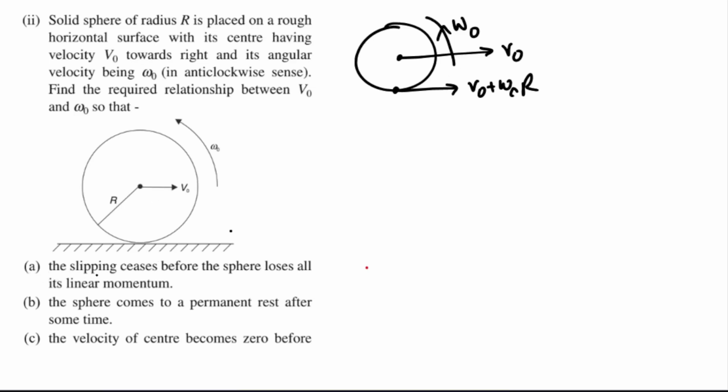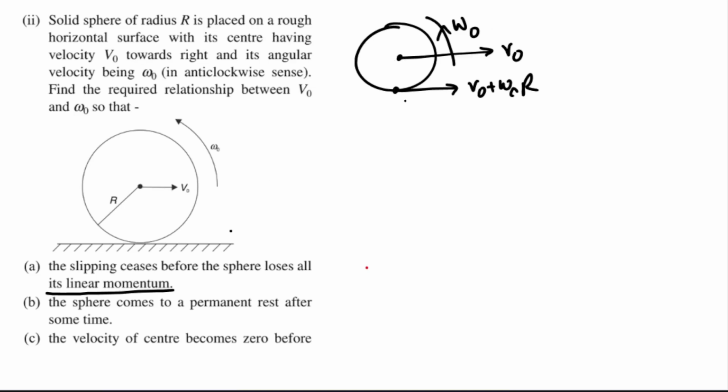So the first case says slipping ceases before the sphere loses all its linear momentum. So while the sphere is losing linear momentum, slipping ceases. So basically rolling starts before it loses all its linear momentum. It means the moment rolling starts, before that there is no moment when the velocity of the body has become zero.